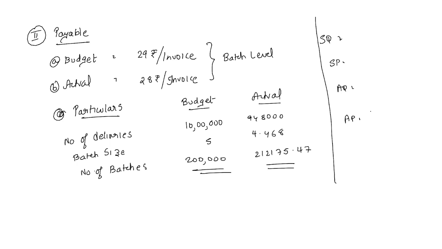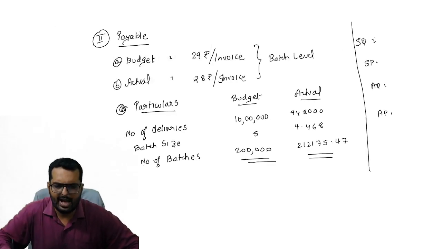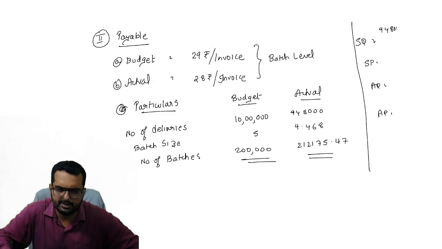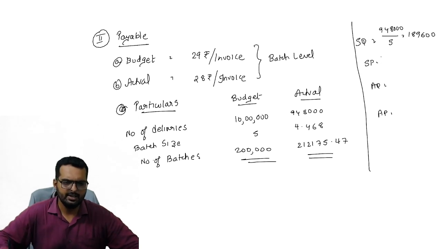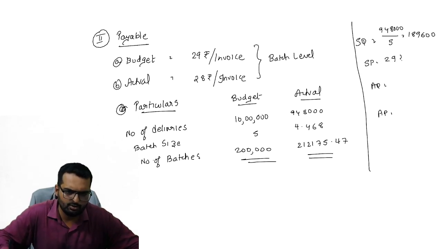Rishi, you've done a wonderful job. Sudiksha, even you, great job. What you said is right. SQ is based on what? Actual output. So it will be 9,48,000 divided by 5. You will get the answer as 1,89,600. Standard price is already given as how much?